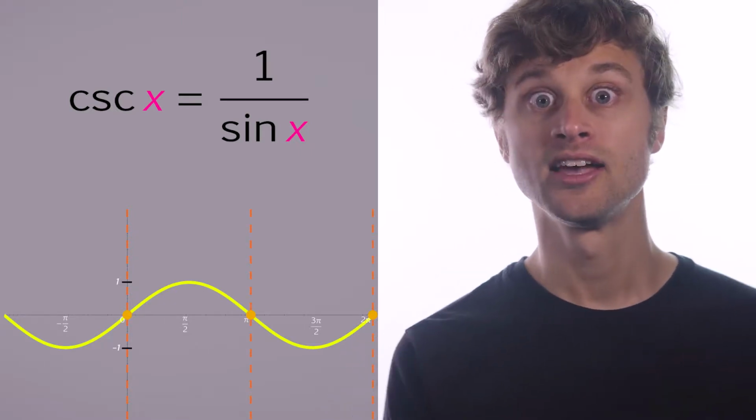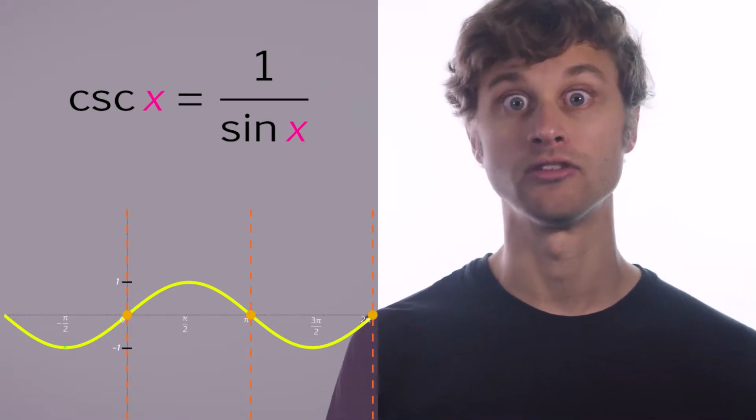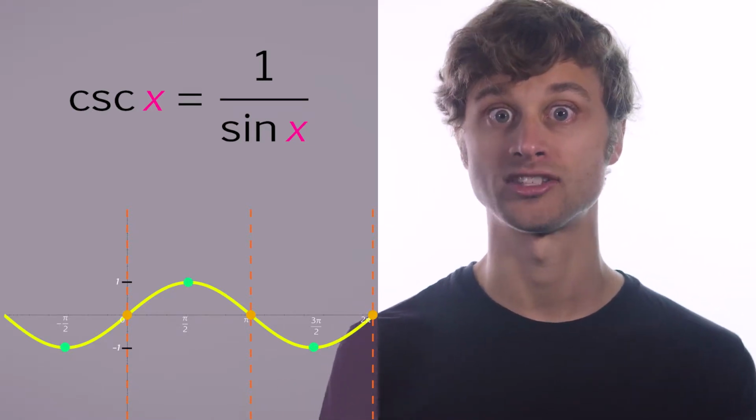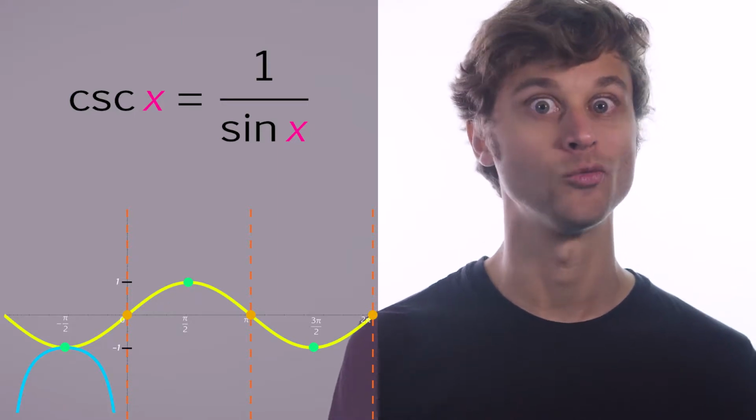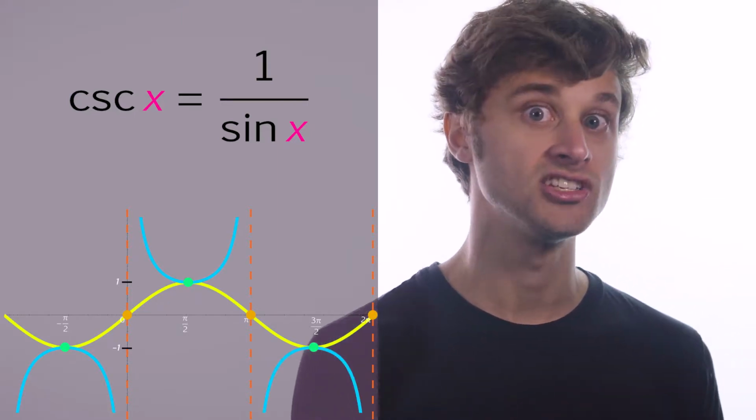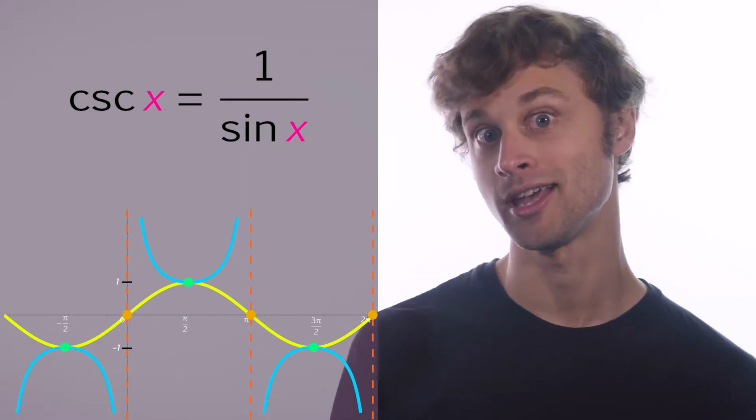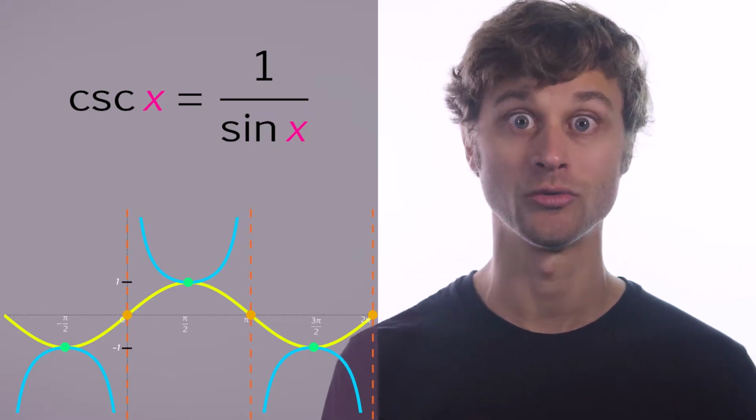At the quarter periods, the sine function oscillates between -1 and 1, and we can see that the cosecant function also oscillates between -1 and 1. In fact, it touches the sine function at those points because the reciprocal of 1 is just 1, and the reciprocal of -1 is also -1.